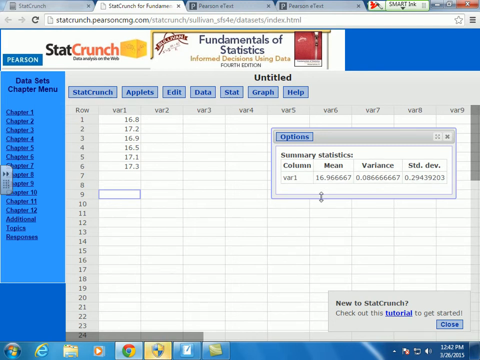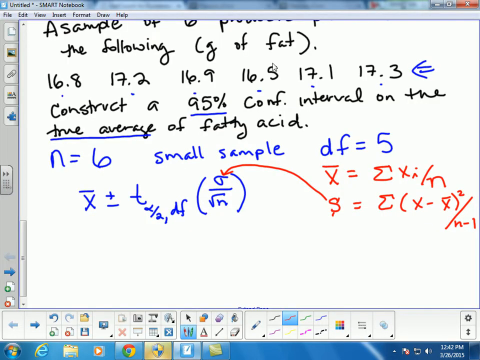So I'm going to take those numbers, 16.97, and actually I'll take it out to more decimal places just to be really clear. 16.9667 and 0.2944 are what I'm going to use in my example. So I know that x bar is 16.9667. I'm going to add and subtract some t statistic that I'm going to fill in, and I'm going to multiply it by 0.2944 divided by the square root of 6.